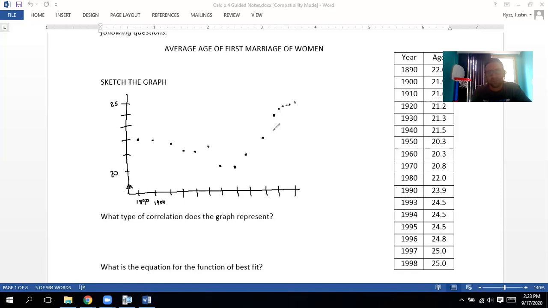Now, I would probably say that this represents like a quadratic. We could argue that it's cubic because it's a little up, little down, but I'd say quadratic. Typically it's going down, then up. There is kind of this other curve here, but I would say quadratic. And let's find the equation of best fit.